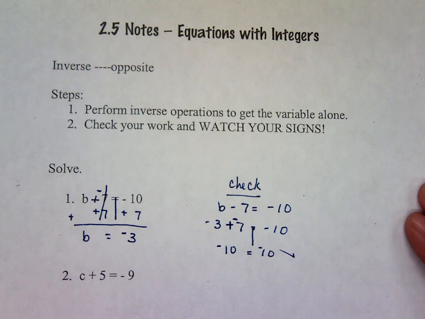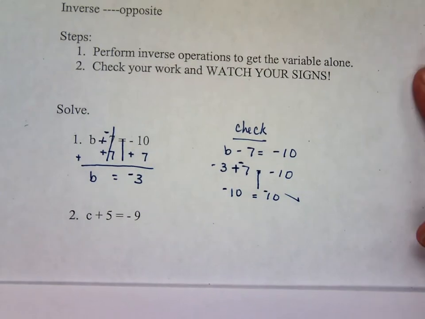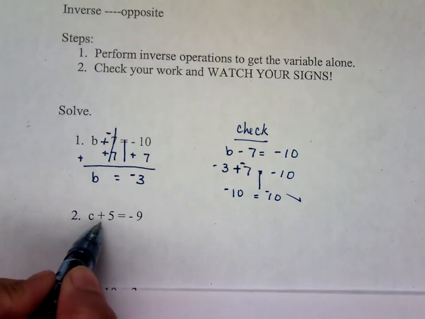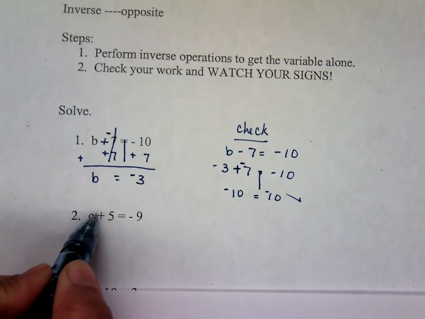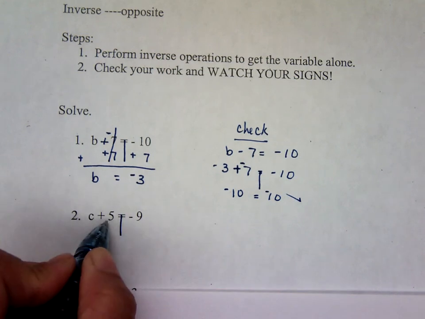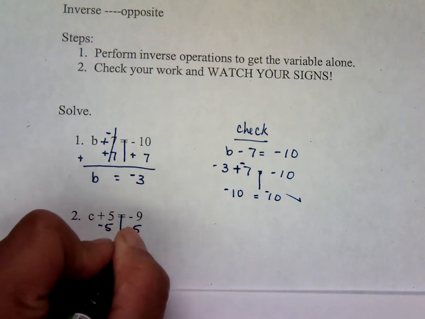Let's look at problem 2. C plus 5 is equal to negative 9. Since this is an addition, you do not change anything. Only with subtraction do you change. So you make this line here. The inverse of positive 5 is negative 5. So put negative 5 on both sides of the line.